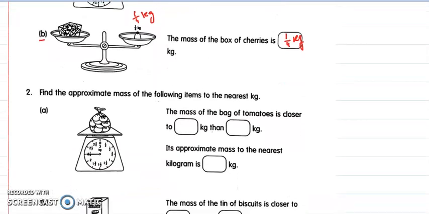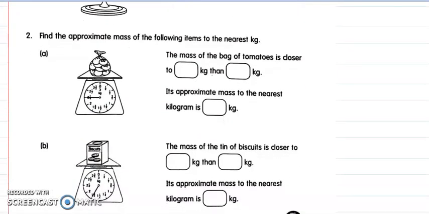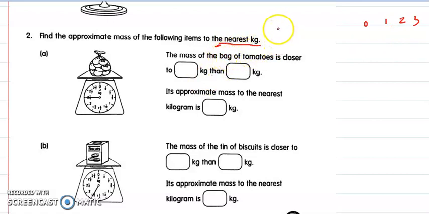The next, in the second question here, you can see: find the approximate mass of the following items to the nearest kilogram. Now here you have to keep this word in your mind. We have to find the mass to the nearest kilogram. It means we must use a whole number for the mass, either 0, 1, 2, 3. We are not allowed to write halves or quarters or 3/4 for this one because we are rounding to the nearest full kilogram.